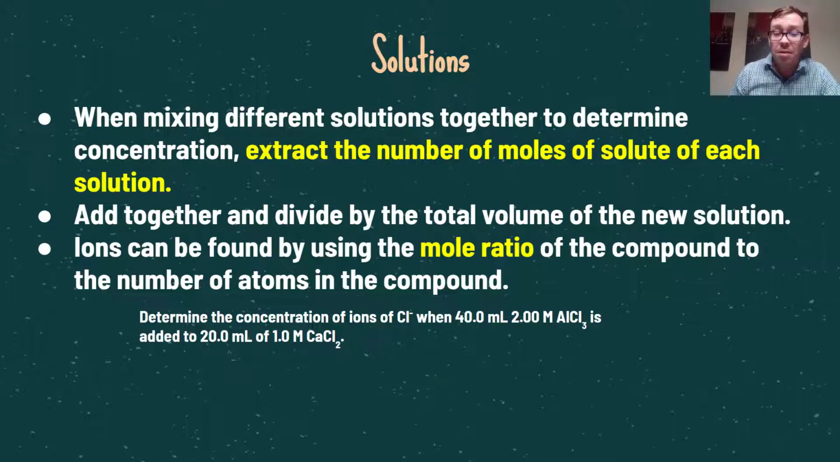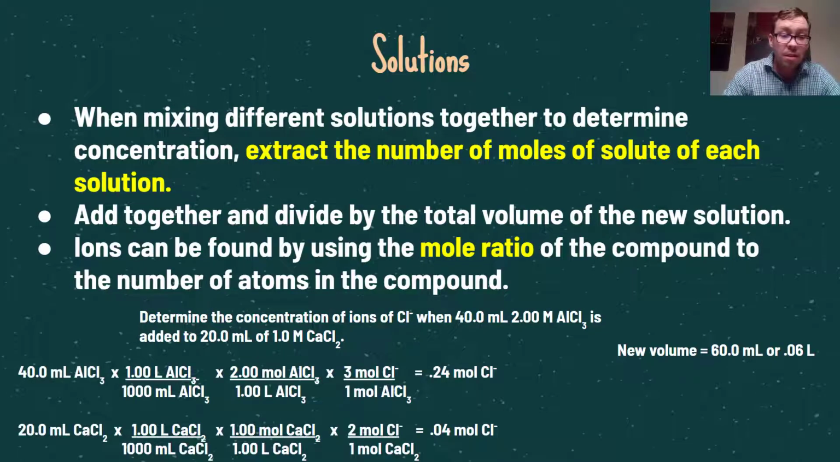I have 40 milliliters and 20 milliliters, so my total volume is going to be 60 milliliters or 0.06 liters. Now, to get the moles out of this, we're going to have to do some stoichiometry in order to be able to solve for that. We never start with a derived unit, so for each of these, we're going to start with a number of milliliters. We're going to then convert milliliters to liters, liters to moles, utilizing the molarity, and then mole of compound to mole of ion in the compound.